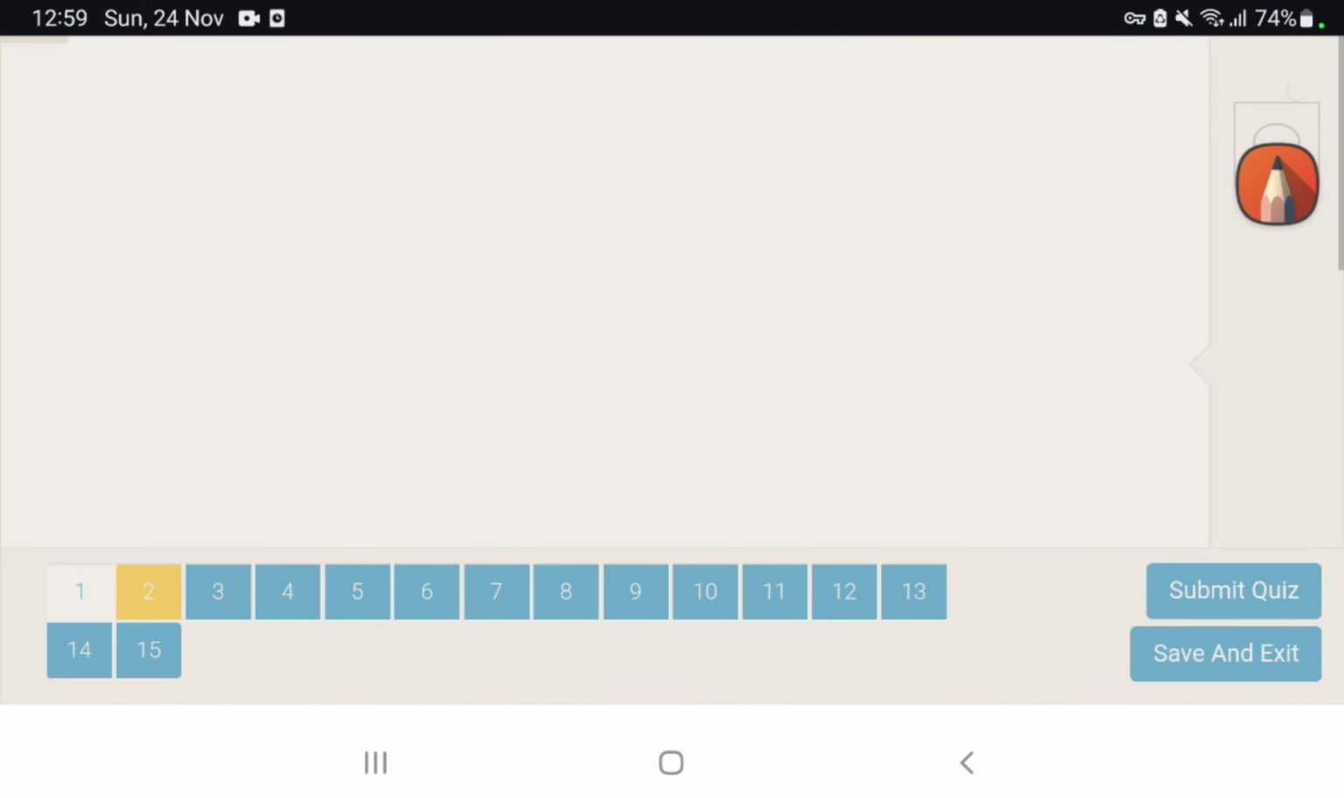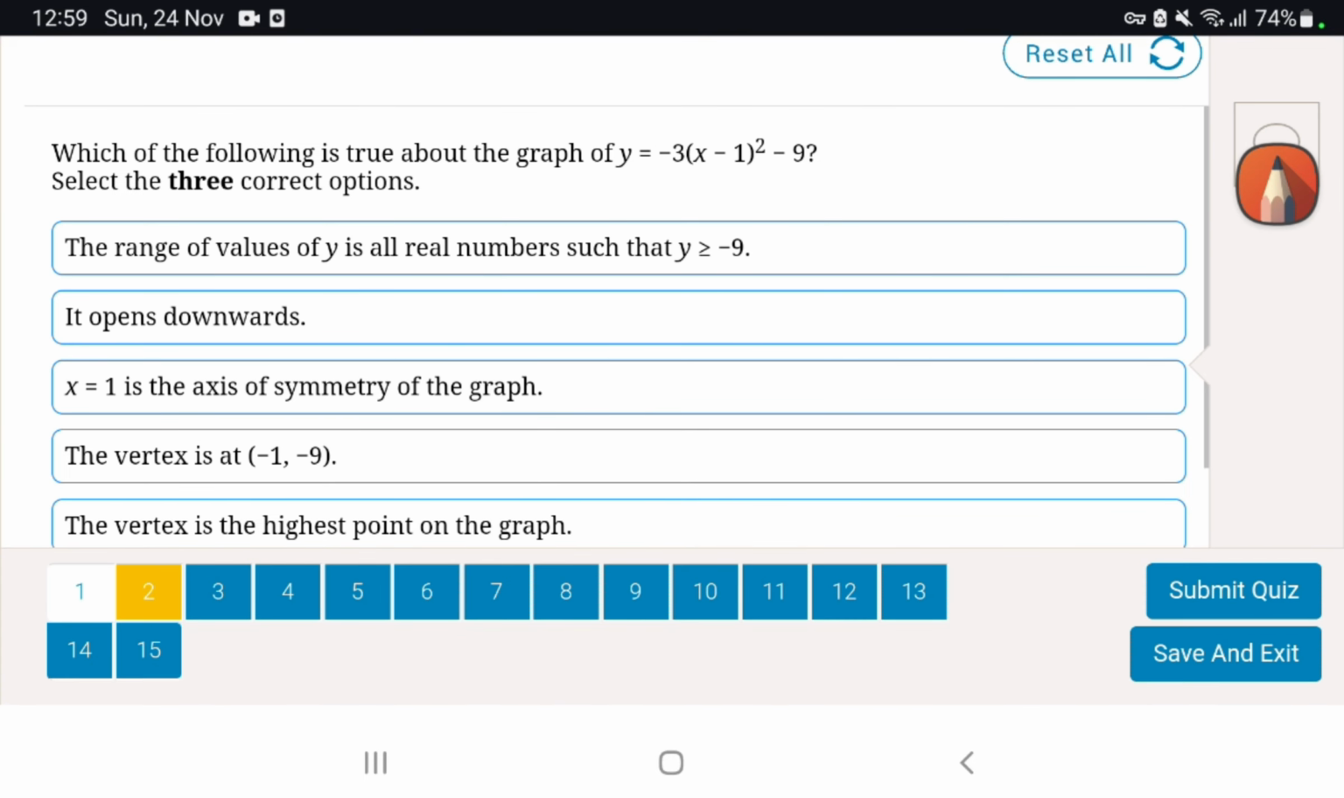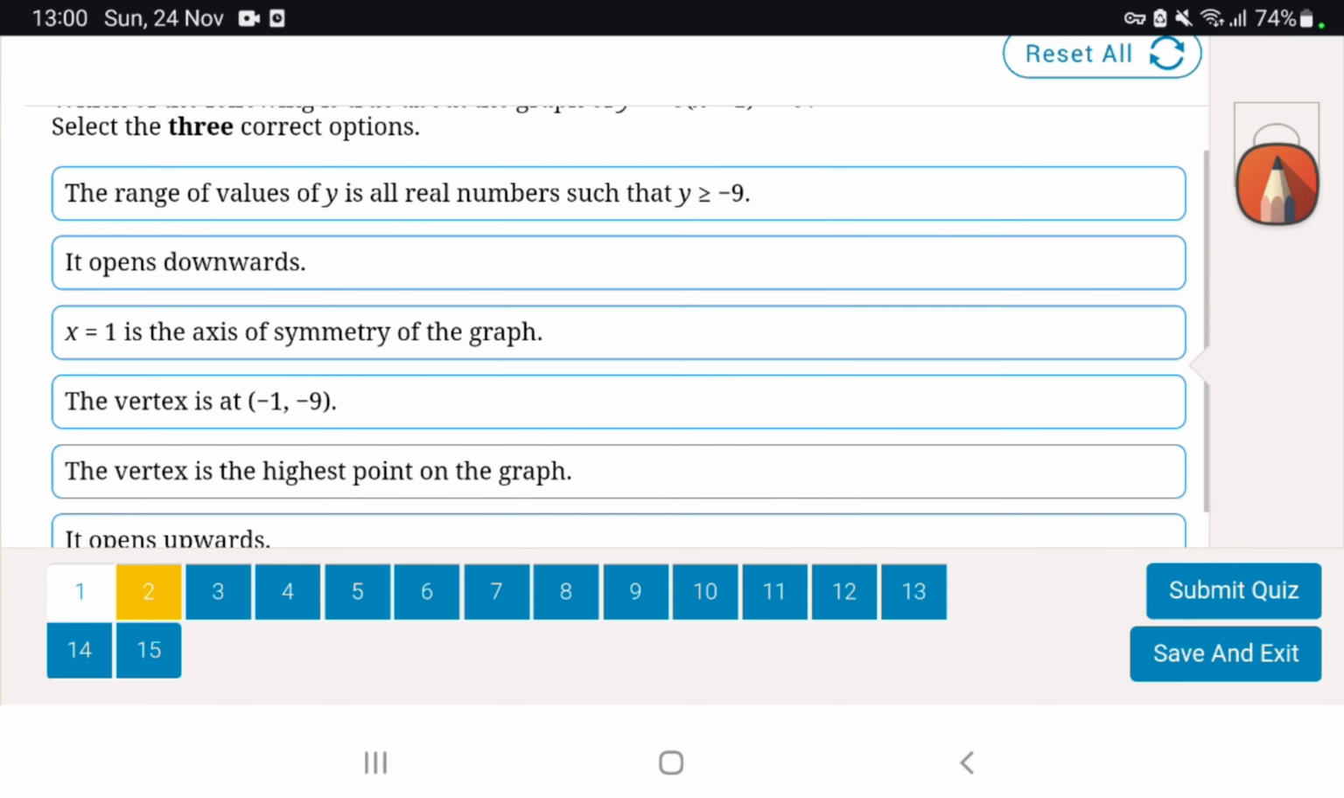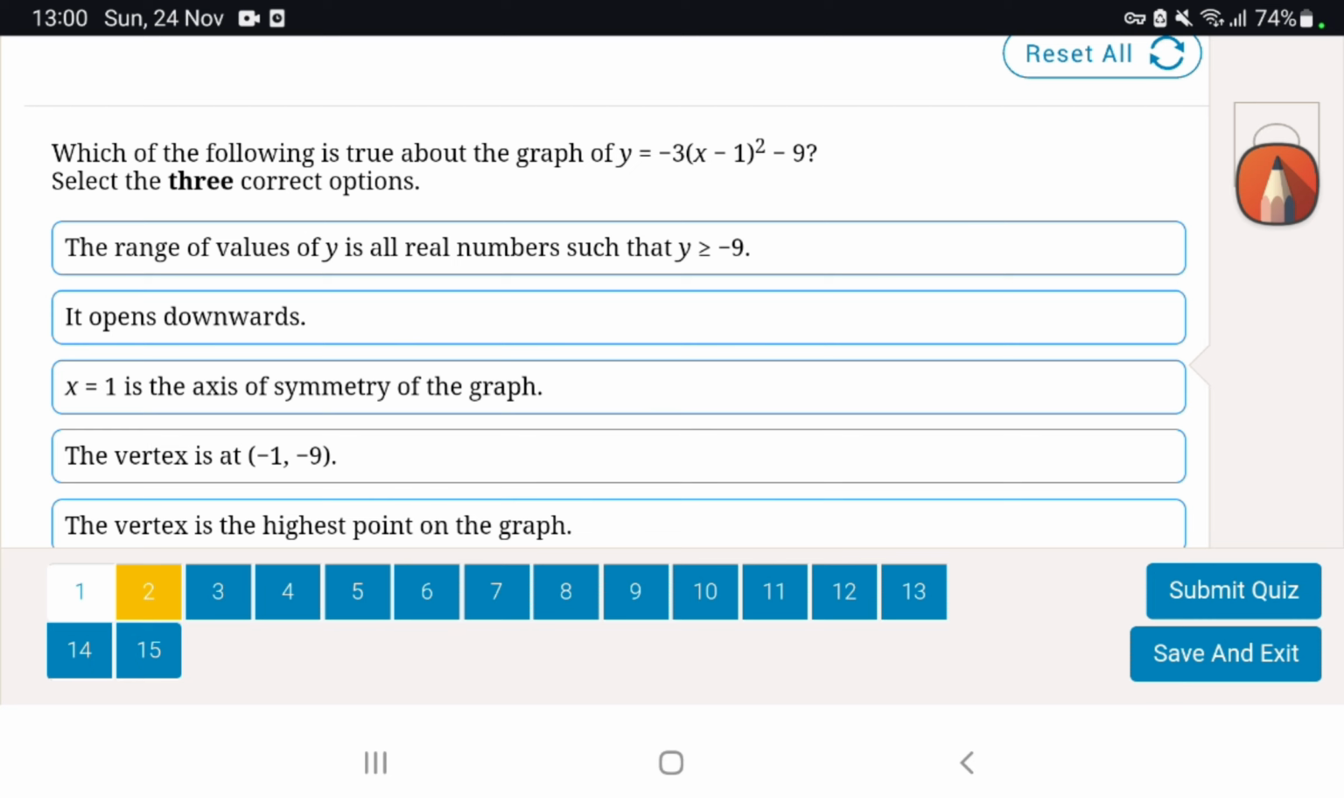Number 2. We do literally the exact same thing. This is not the answer because, as we said in the previous question, the first number should be greater than 0 for this to work, and -3 is not greater than 0.